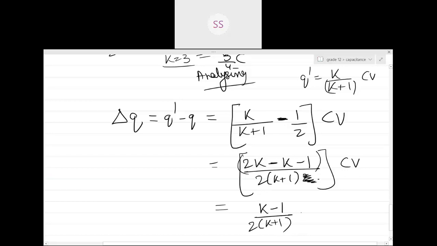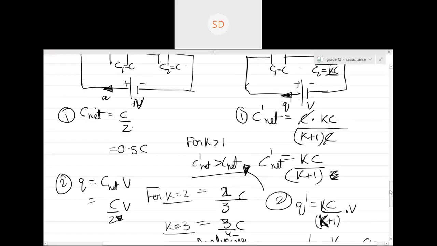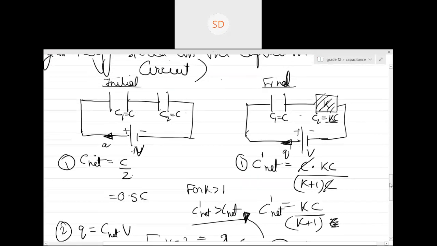Guys, the potential will be equal, right? Since the battery is connected, the potential will be equal across the net combination, initial and final. So can we equate that? Find the V in the first phase and second phase and then equate that.